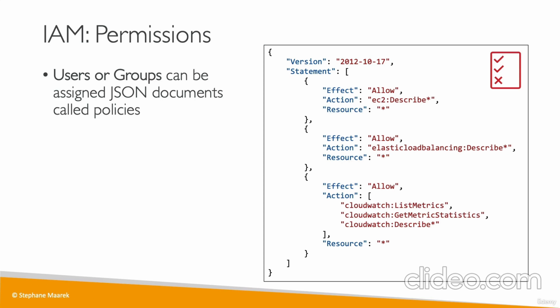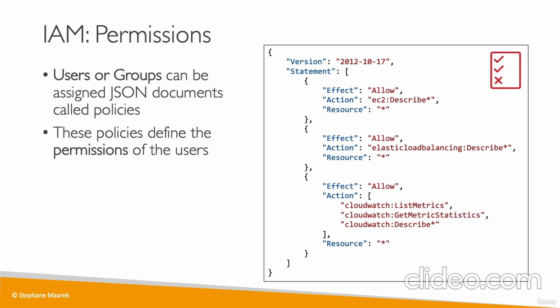So in this example, we can see that we allow people to use the EC2 service and do describe on it, to use the Elastic Load Balancing service and do describe on it, and to use CloudWatch. Now we'll see what EC2, Elastic Load Balancing, and CloudWatch mean, but through this JSON document, we are allowing our users to use some services in AWS. So these policies will help us define permissions of our users.